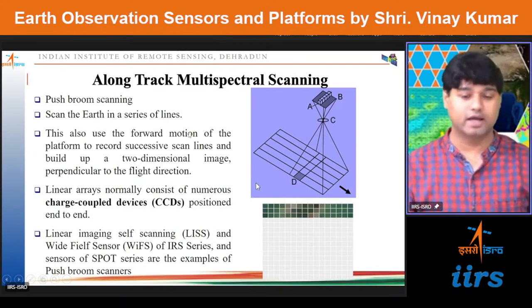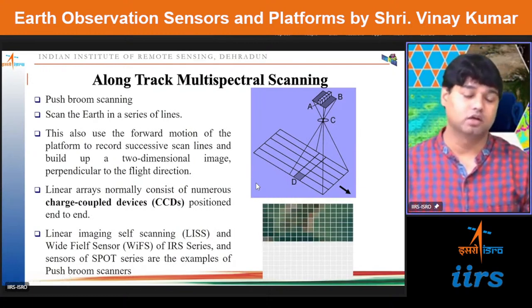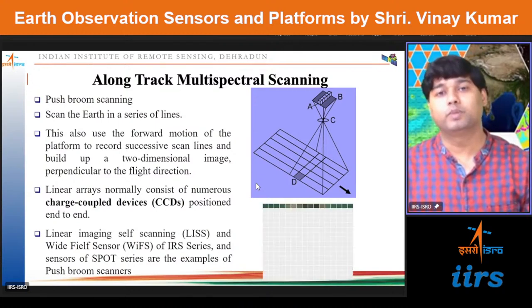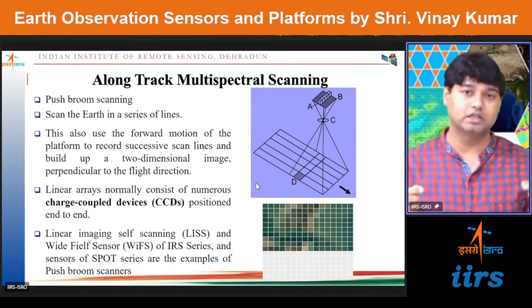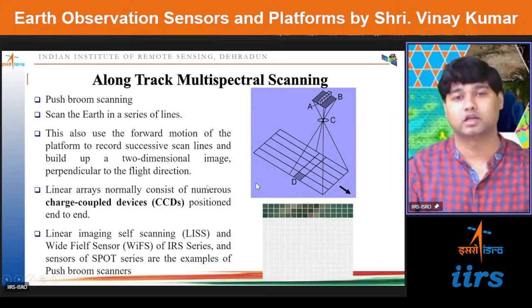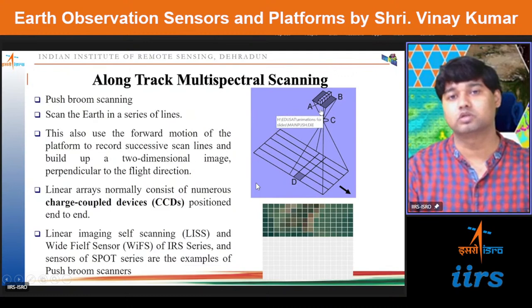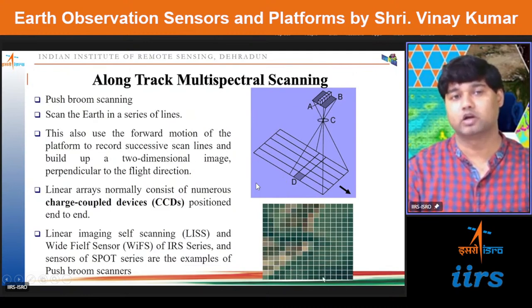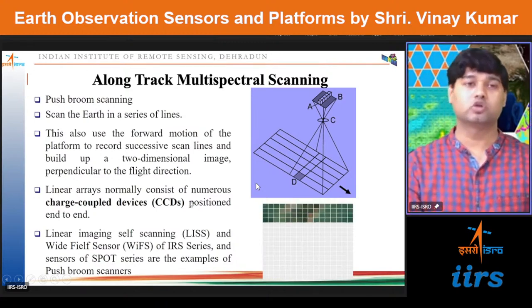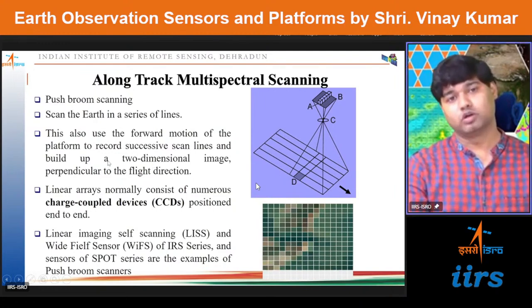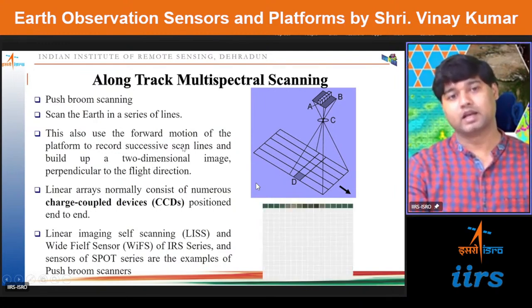So that is called an along track multispectral scanner. In this case, we have thousands of CCDs placed in a linear array, and one linear array is collecting data as if we are pushing a broom and moving in the forward direction. So you can see thousands of detectors collecting the data and moving further, and this kind of image is getting captured. So this also scans the Earth in a series of lines. This uses the forward motion of the platform to record successive scan lines.